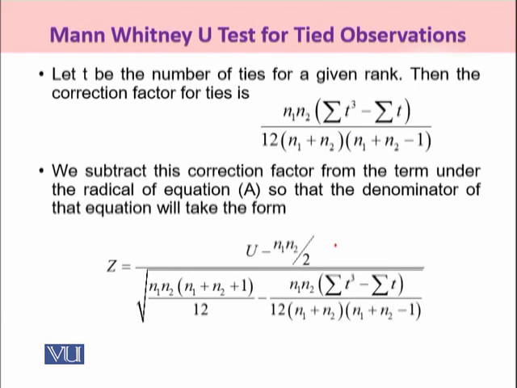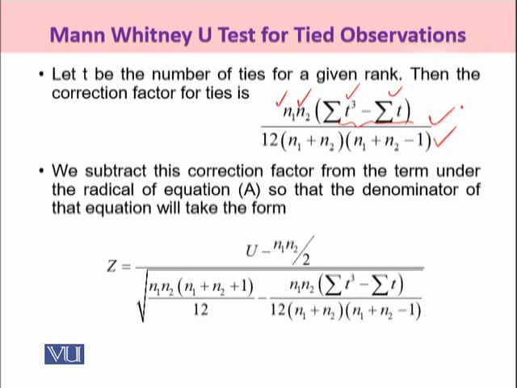So students, let T be the number of ties for a given rank. Then the correction factor for ties will be this one, where N1 is the sample size for the first sample, N2 is the sample size for the second sample, and T stands for the number of ties. So students, whatever ties you have, you will sum them, and after taking the cube of those ties you will also sum that, and you would be calculating this particular difference. And you would have to divide it by 12 into N1 plus N2 multiplied by N1 plus N2 minus 1.